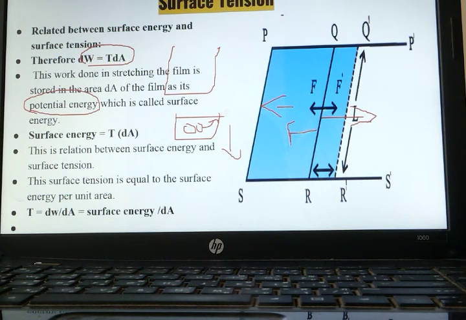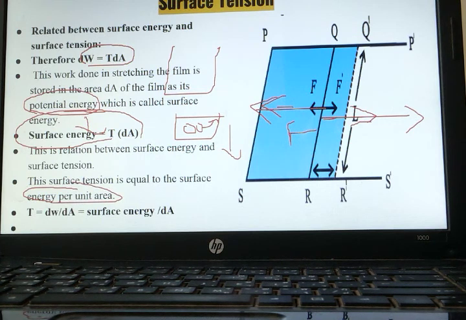Similarly over here, this frame wants to move inwards due to the inward force of surface tension, but we are moving it outside, away from it. So we are exerting some sort of force on it. Due to exerting force, it is gaining some energy. This energy is called potential energy, and potential energy is called surface energy. So surface energy is equal to T into dA. This is what we wanted to find out, the relation between surface energy and surface tension.